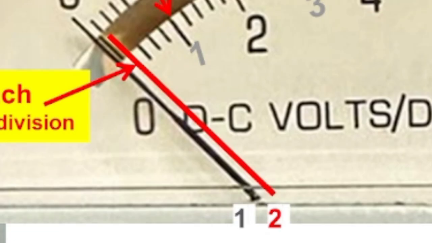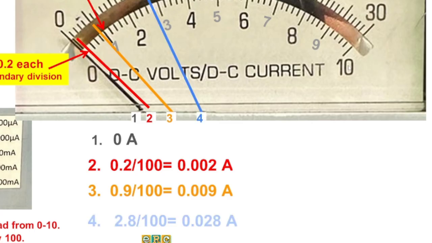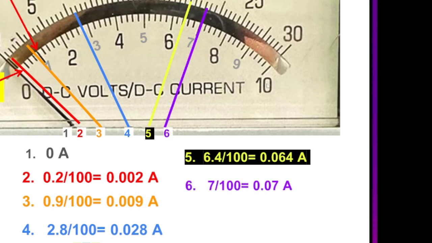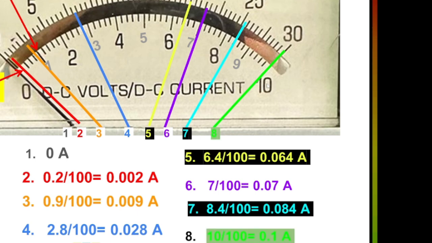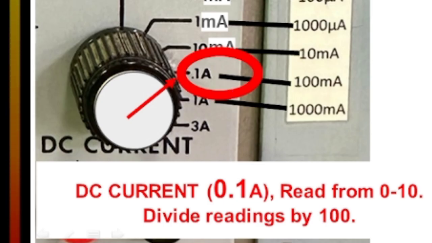Like the first one, or number 2, 0.2 divided by 100 will be 0.002 ampere. And 0.9 will become 0.009 ampere. 2.8 will become 0.028 after division by 100. We have 6.4, it will become 0.064 ampere. We have 7, it will become 0.07 ampere. We have 8.4, it will become 0.084 ampere. And lastly, 10 will become 0.1 ampere, which is equal to the 0.1 ampere here at the limit.